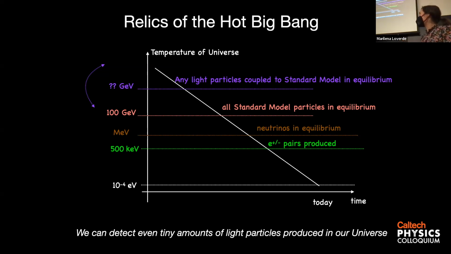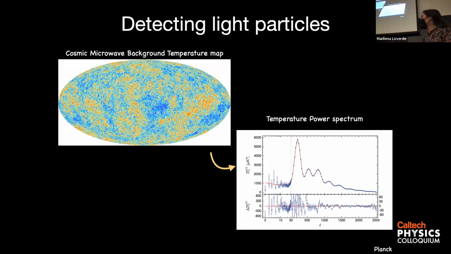What I find very exciting is that even tiny amounts of other particles that are produced in the early universe, should they remain stable for long epochs of cosmic history, we can detect them with current and future data sets. So the data sets that we can use are things like maps of the cosmic microwave background. So this is Planck's all-sky map of the temperature anisotropies in the cosmic microwave background. And we analyze this by doing a Fourier transform and taking 2-point statistics or higher order correlation functions to look at data like the temperature power spectrum of this map.